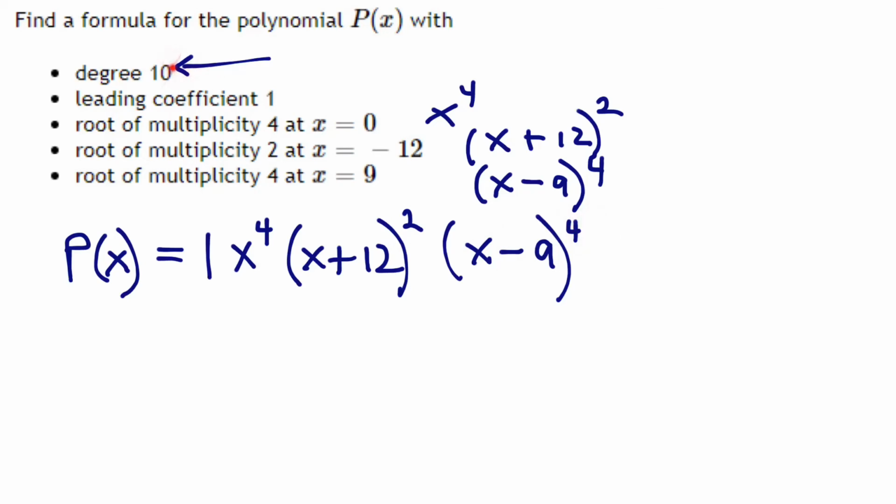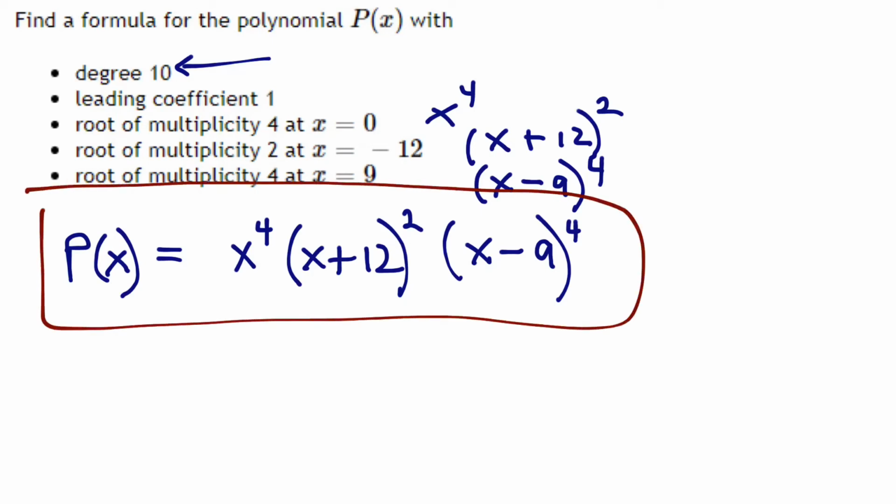Okay, so that means this function right here, if I expanded it all out by distributing, which of course would be a lot of work with these higher powers, would be a degree 10 function. My first term would have a power of 10, and the coefficient of my first term would be 1. This 1 doesn't necessarily have to be written right there. Okay, so this is your answer here. P of x is equal to this function.